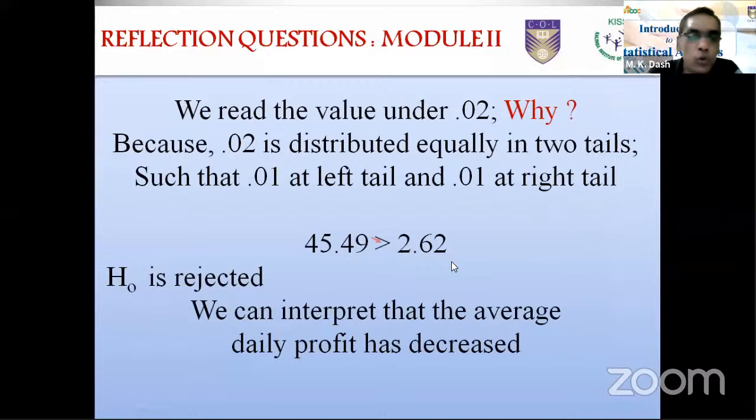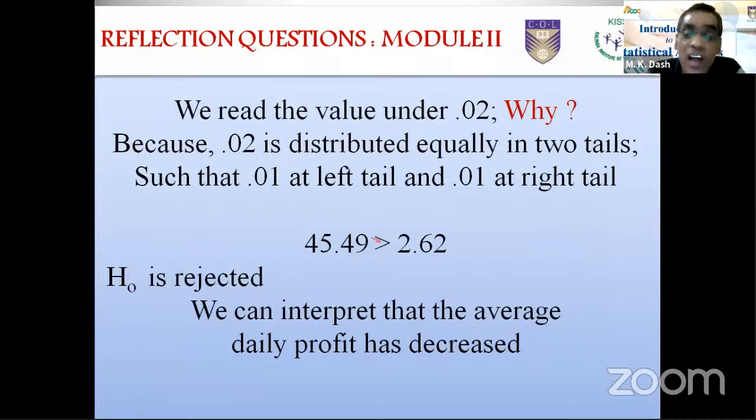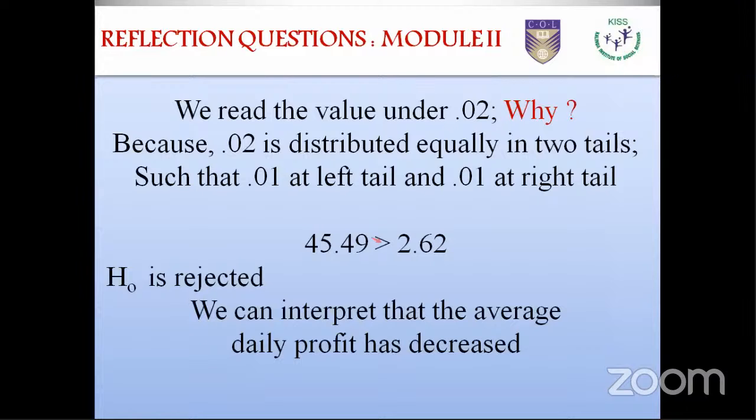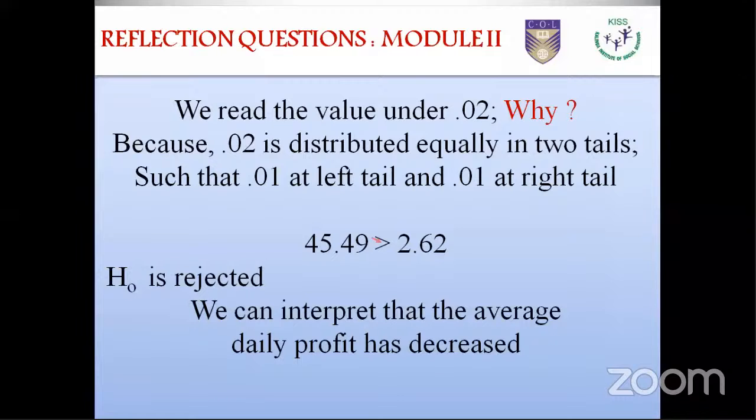So what will you do to the null hypothesis? The null hypothesis must be rejected. So we can interpret that the average daily profit has decreased. But why? Because the null hypothesis states that there is no difference between the sample mean and the population mean.